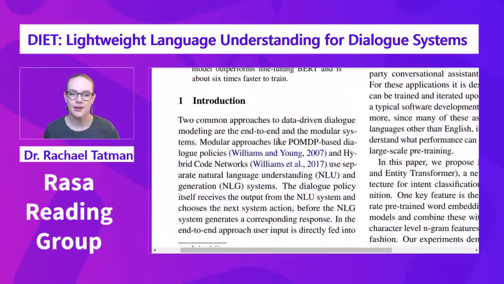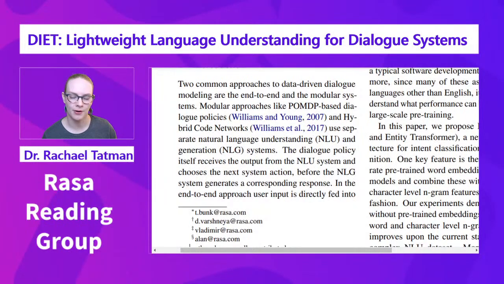All right, introduction. Two common approaches to data-driven dialogue modeling are the end-to-end and modular systems. Modular approaches like POMDP-based dialogue policies and hybrid code networks use separate natural language understanding and generation systems. The dialogue policy itself receives the output from the NLU system and chooses the next system action before the NLG system generates a corresponding response. And this is the general way that Rasa works by default, although as of 2.2, we have also added end-to-end learning for specific turns. So if there's an utterance that doesn't fit into an intent, you can add that utterance as raw text into your training data as well.